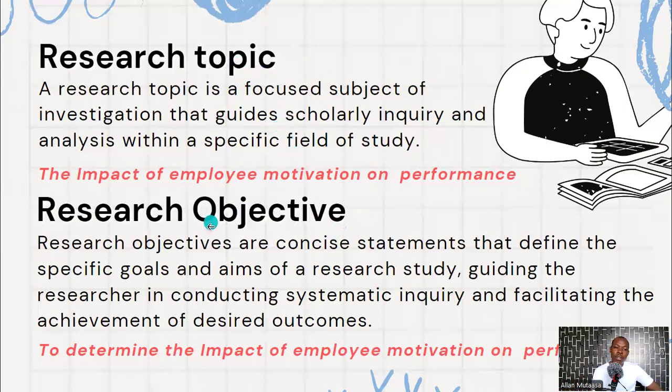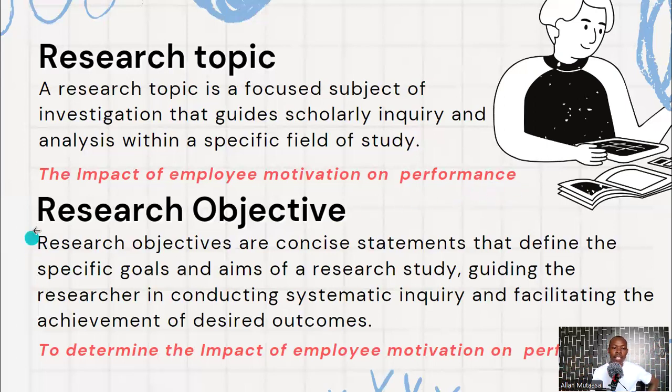And then a research objective is more like a concise statement that is going to define the goal of the research. And in most academic research, the objective is always derived from the topic. We will see that objectives come in two varieties. We have what we call the broad objective, or the main objective, or the goal of the study, or the aim of the study. It is called the broad objective, and it is always derived from the topic.